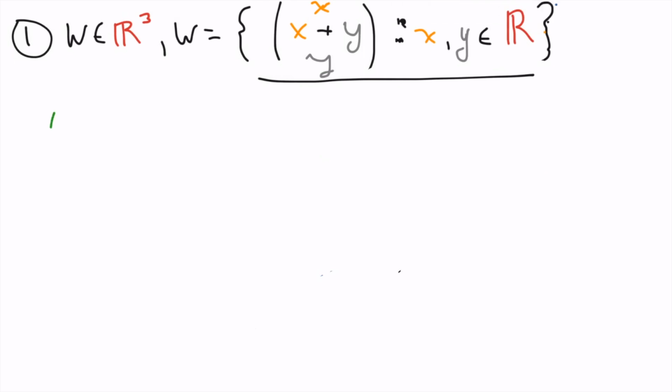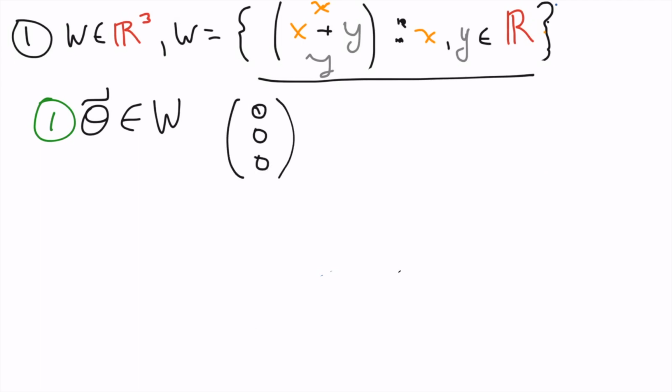Well, the first condition is that W is non-empty. In other words, the zero vector is an element of W. So is 0 in W? Let's take the 0 vector, 0, 0, 0, and we are simply asking, does it meet this specification? Because if it does meet that specification, then it is in W.